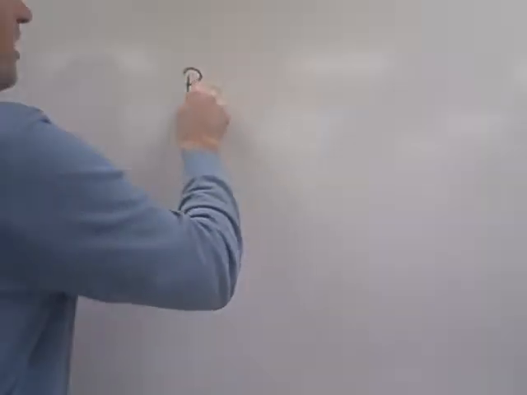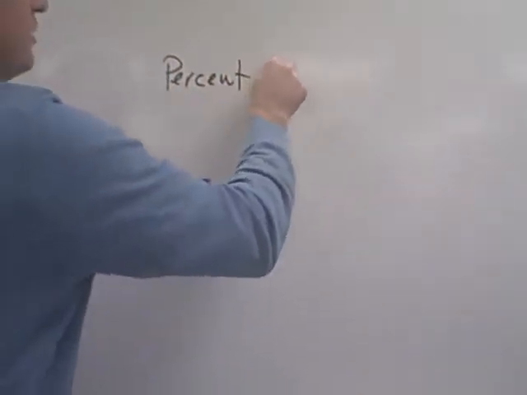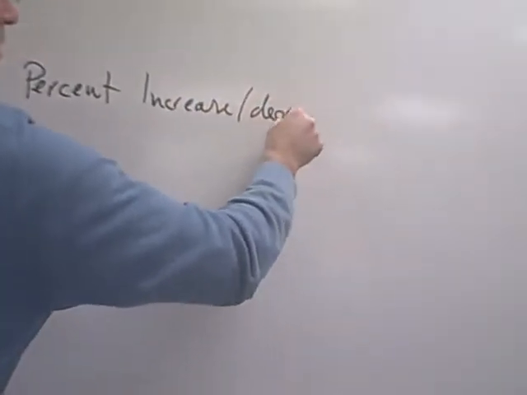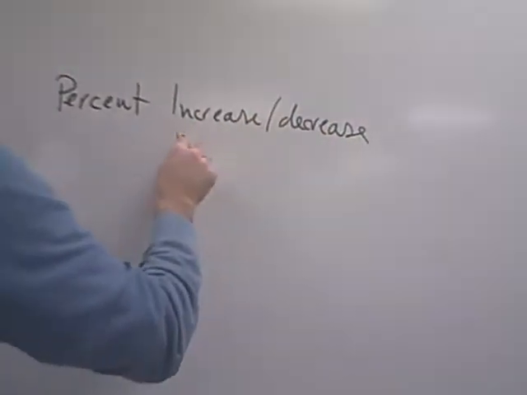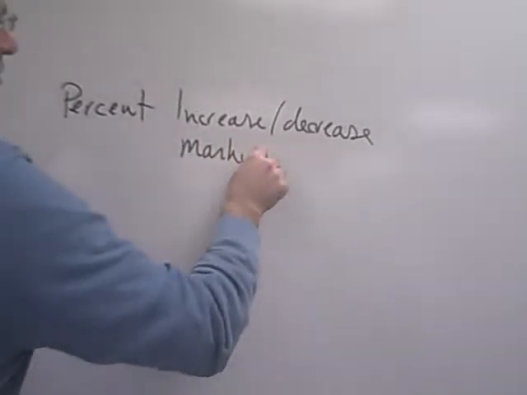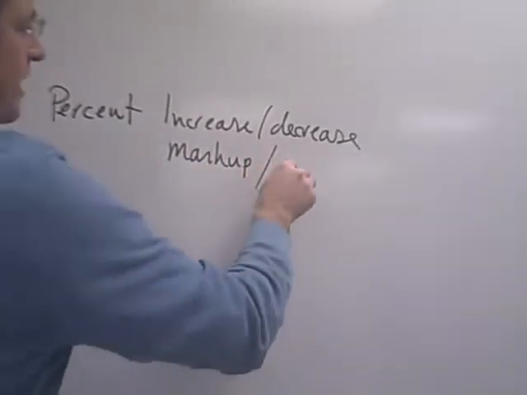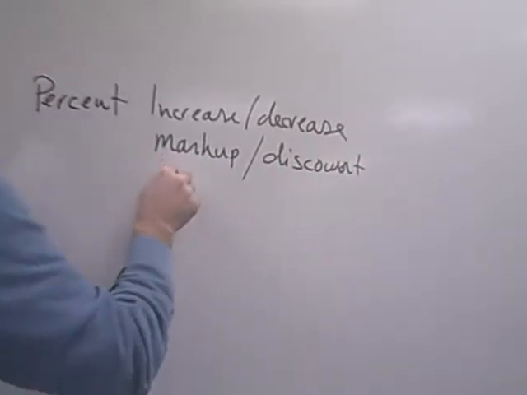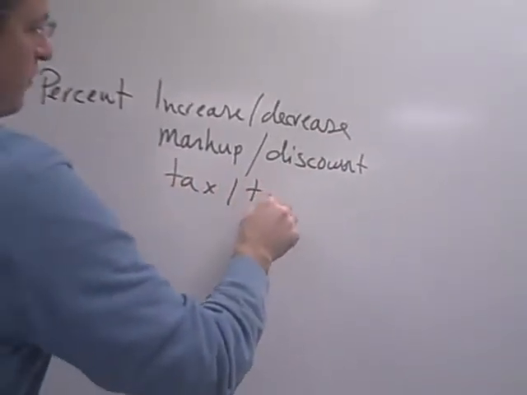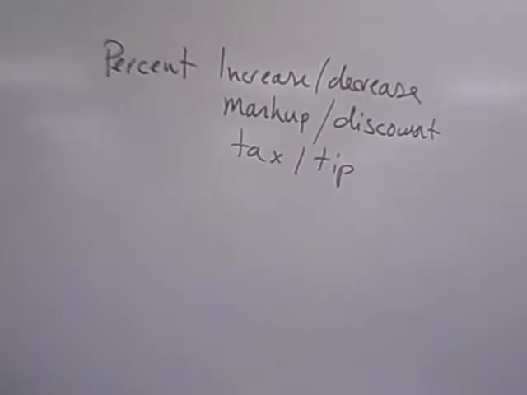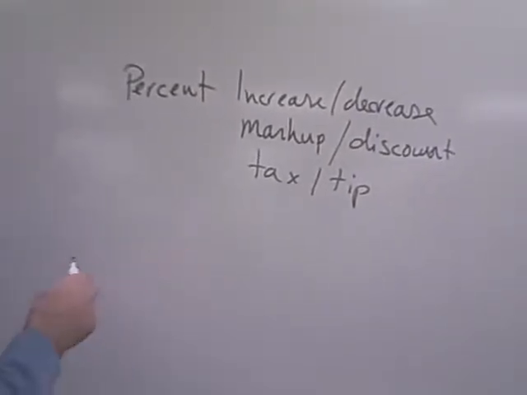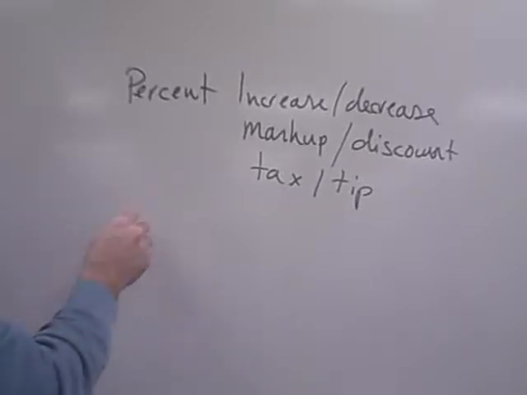In this video, we'll be talking about percent increase or decrease, otherwise known as markup or discount, and even tax and tip would fall under this category. If I have an item and I apply a percent increase to that item, this is what it looks like.